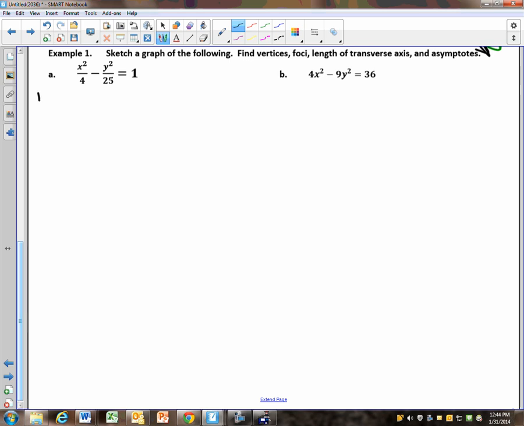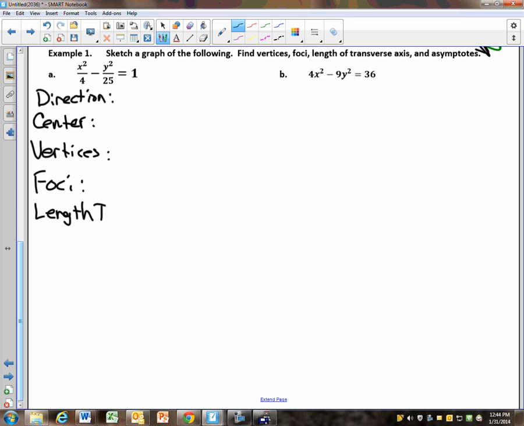So I'm going to start by identifying direction, and we will also say center. I think that those are important to look at first. Then after that, I look at the vertices and the foci and the length of the transverse axis, asymptotes, and obviously I'm going to need to know A, B, and C.